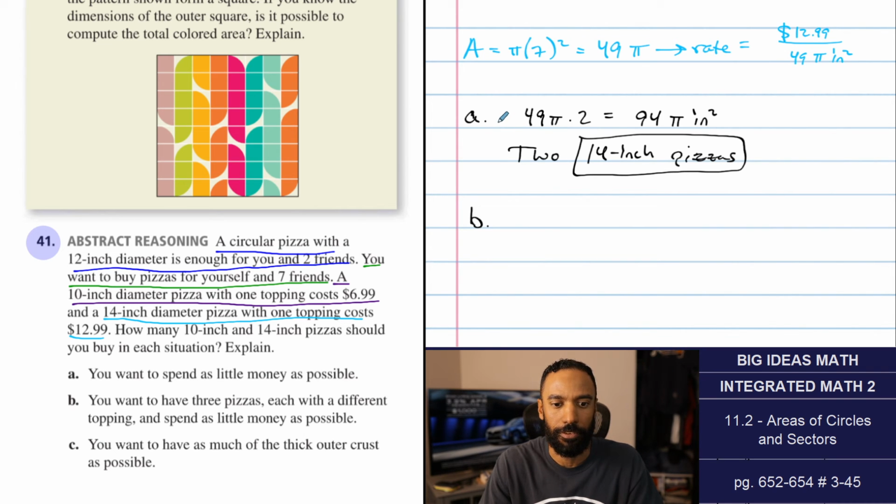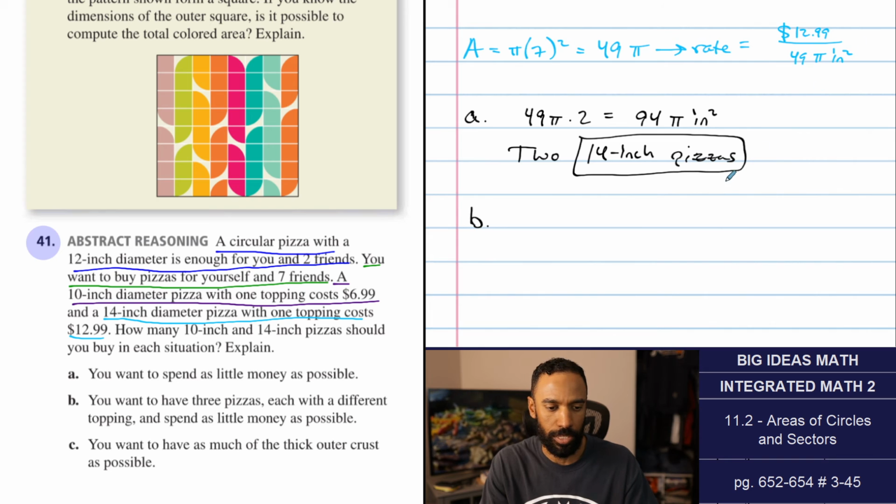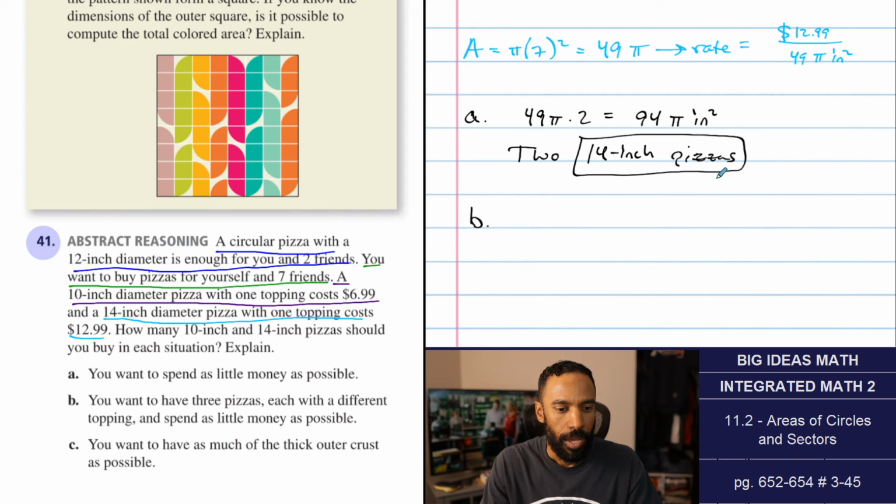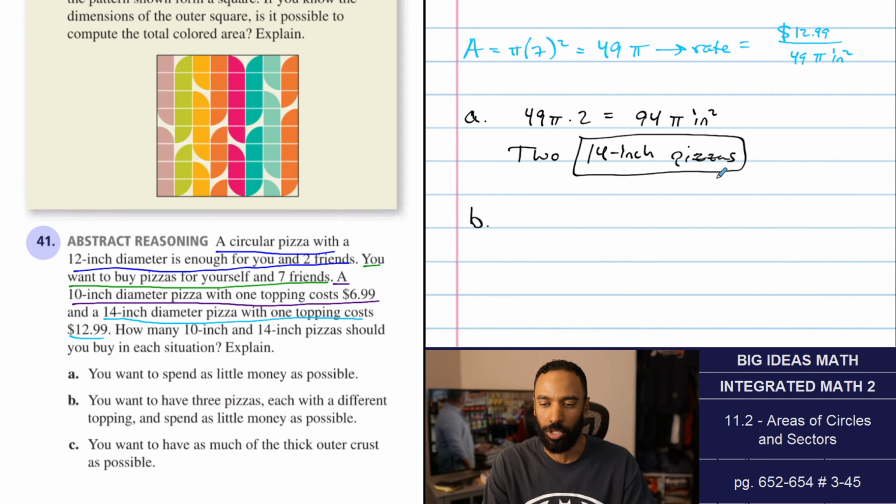I don't know what the different toppings part has to do with this. They're all one topping pizzas, right? A 10-inch diameter pizza with one topping, a 14-inch diameter with one topping. I don't think the topping thing has anything to do with it. They're just giving you a situation. But 3 pizzas. Spend as little money as possible.